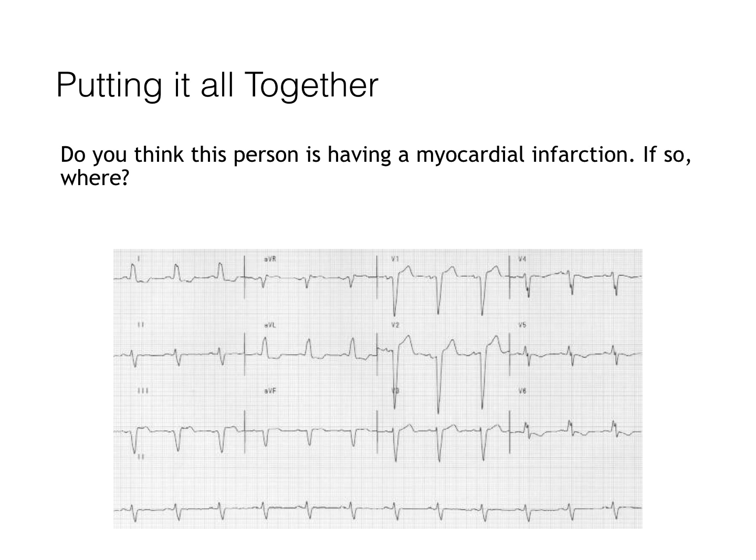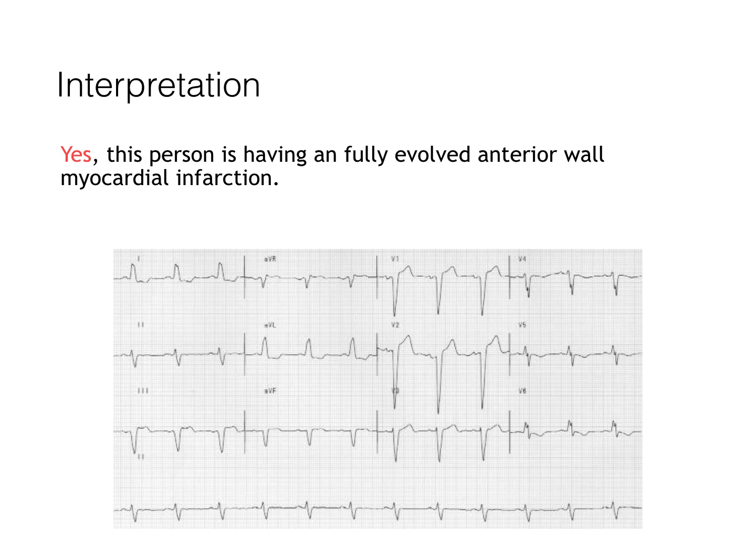Putting it all together, do you think this person is having a myocardial infarction? If so, where? Yes, this person is having a fully evolved anterior wall myocardial infarction. Here we can see in V1 and V2 there is a presence of ST elevation.